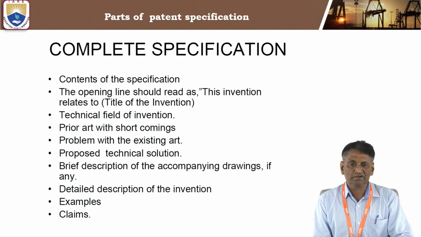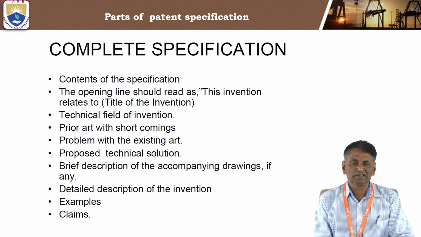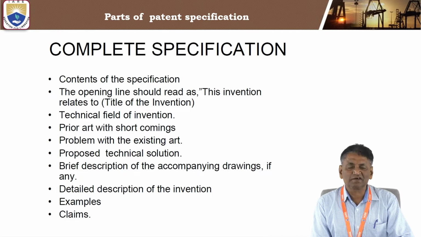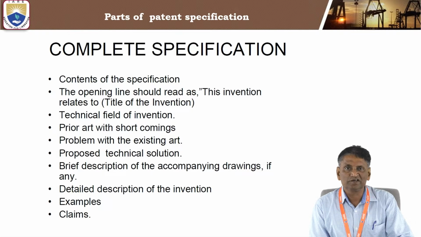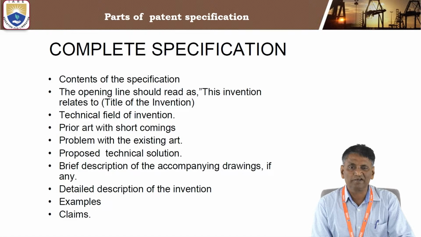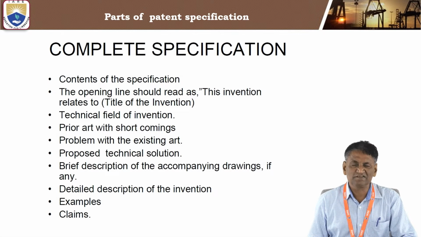See, your specification shall explain the best method of working your invention. If it is not done, it is a ground for rejection. Then finally, the most important thing, claims. Claims actually define the boundary of your invention. What you have disclosed in the specification, only that you can claim. What is not disclosed, you cannot claim. So claims define the boundary of your invention. That is the only thing that will be protected by the patent.